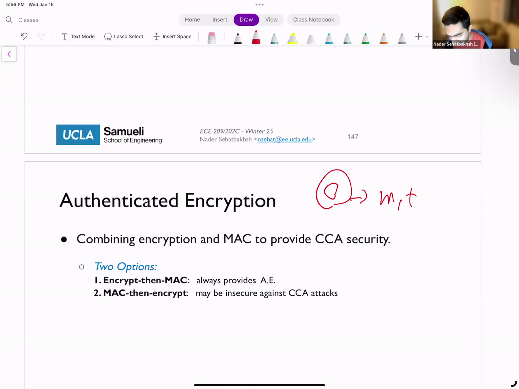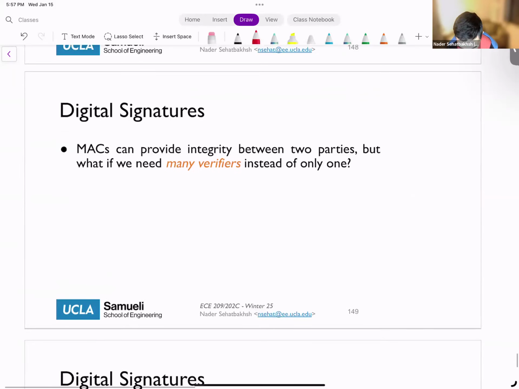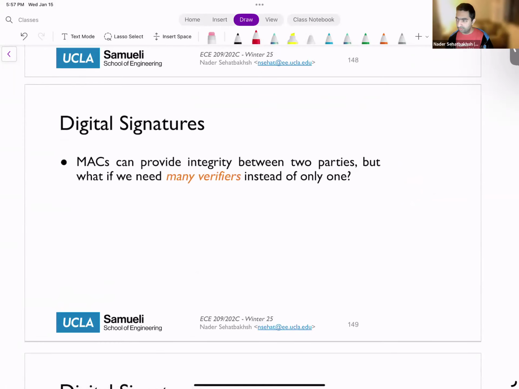the authenticated encryption. On the receiver side, you first verify the tag. That means that your ciphertext hasn't been modified. Then you decrypt, you will get your message, and then you're good to go. Okay? So lastly, I want to talk about digital signatures.